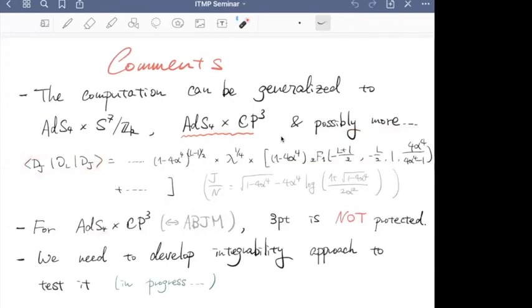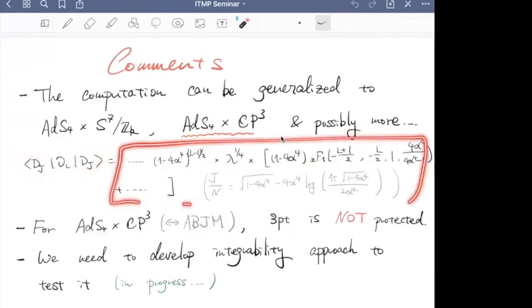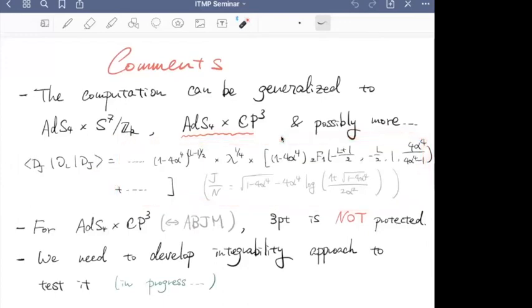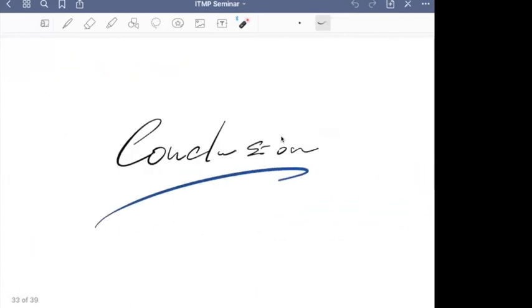So in order to really test if this prediction is correct or not, we need to develop some non-perturbative approach like integrability. That's what we are doing right now, and we hope to get the results very soon. Okay, I'm almost running out of time, so let me just conclude.